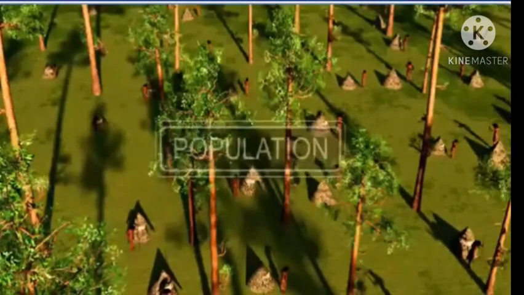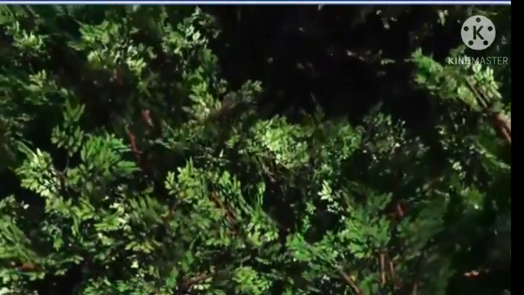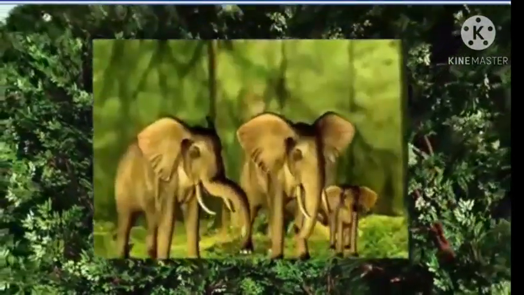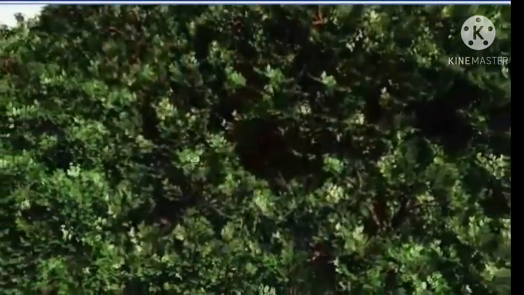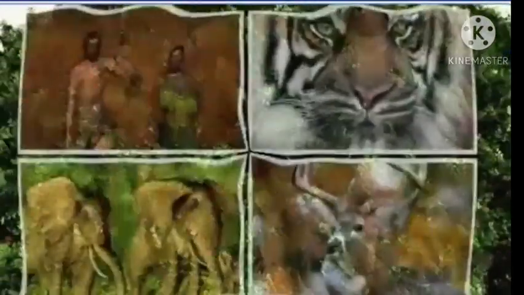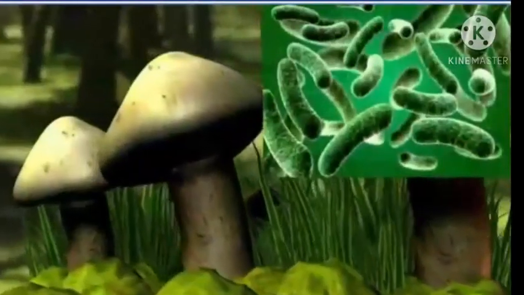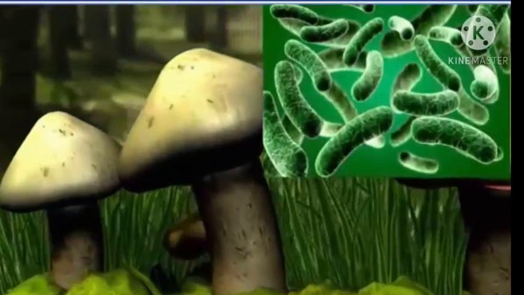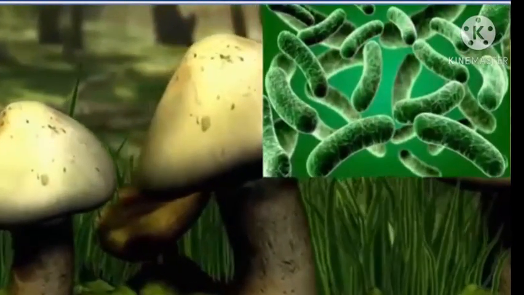For instance, in this forest, apart from this tribe, you will find an elephant, deer, and tiger population. Although such populations interbreed or sexually reproduce, some groups of individuals that asexually reproduce, such as bacteria and fungi, also constitute a population.